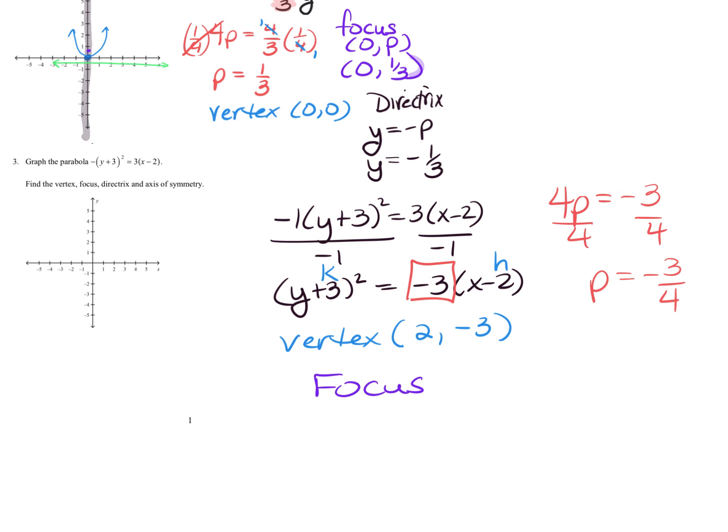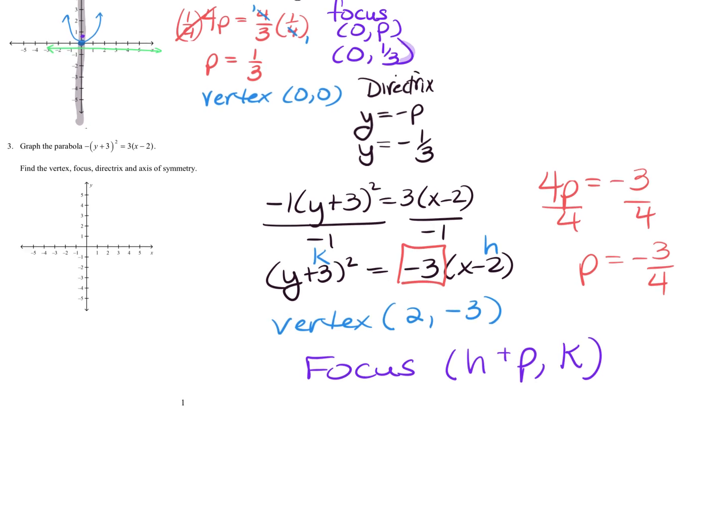And remember, with the x is the h. So I'm going to take h, and then I'm going to do plus or minus p, plus p, comma, k. And this is going to give me my focus. So my h of my vertex was 2. My p-value is negative 3/4, and the k of my vertex was negative 3.